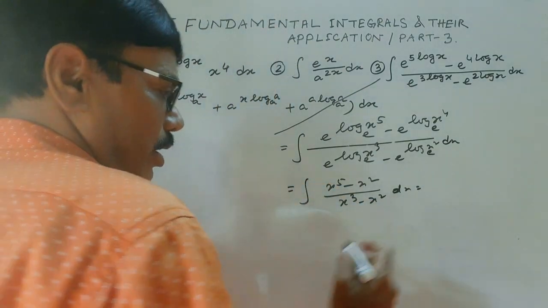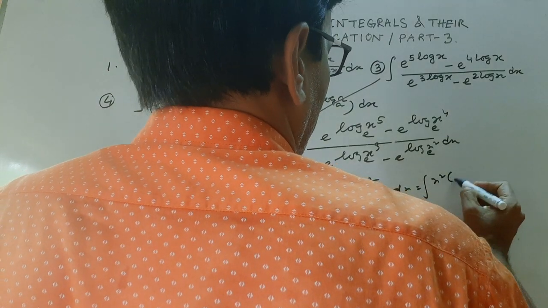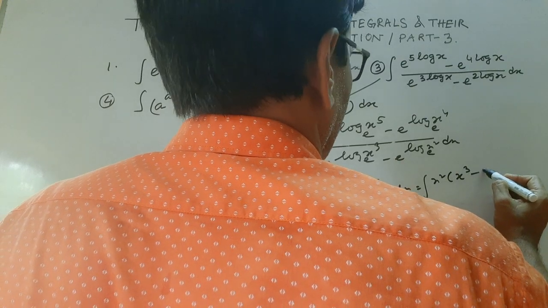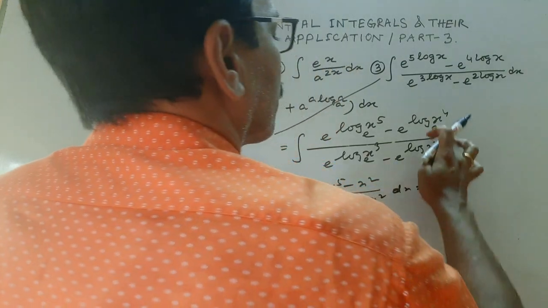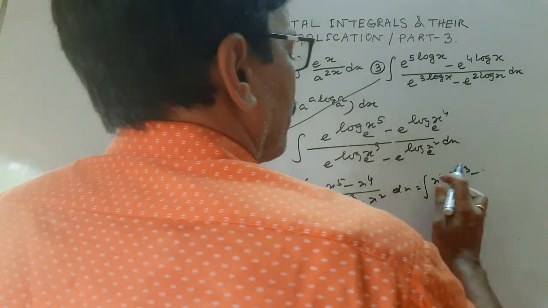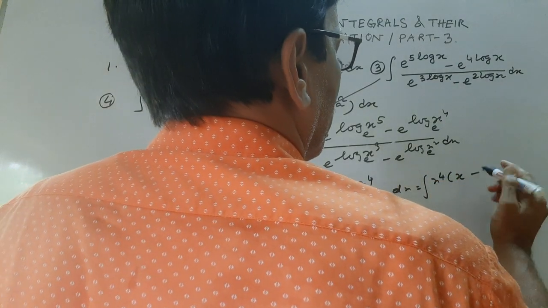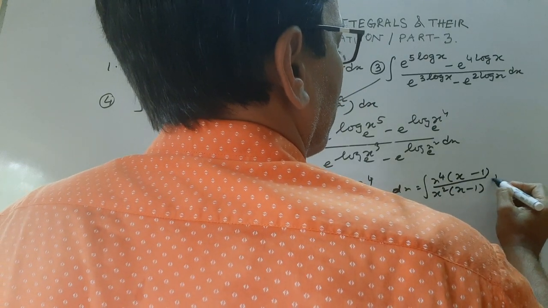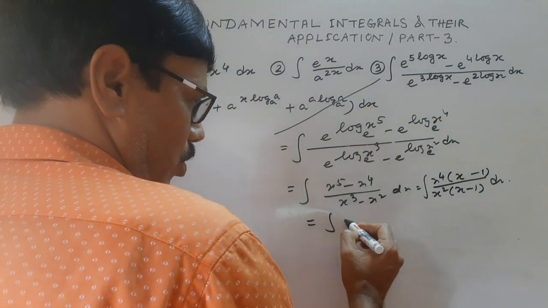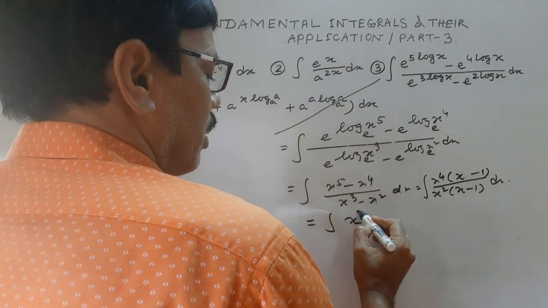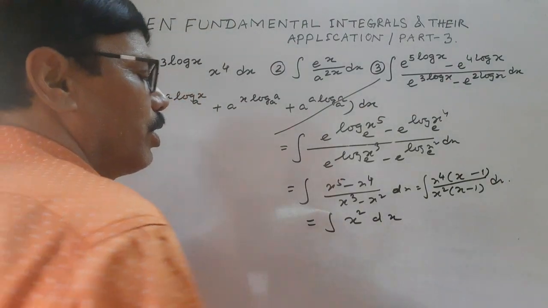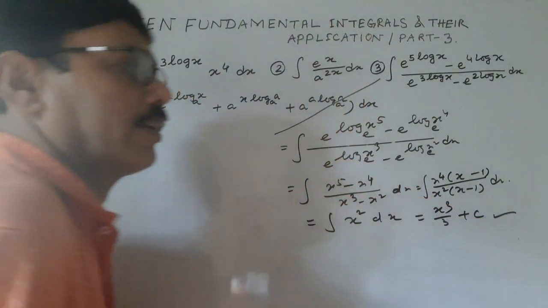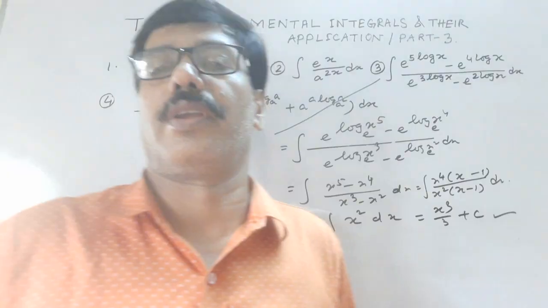So if you take x square common in the denominator, x cube minus x square becomes x square into x minus 1. If we take x4 common in the numerator, x minus 1. So the standard form is this cancels, x square dx. So x cube by 3 plus c.